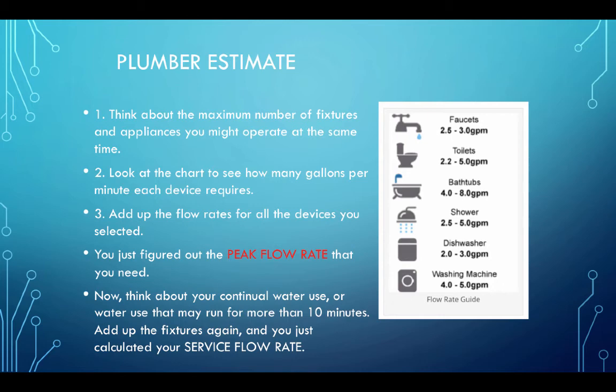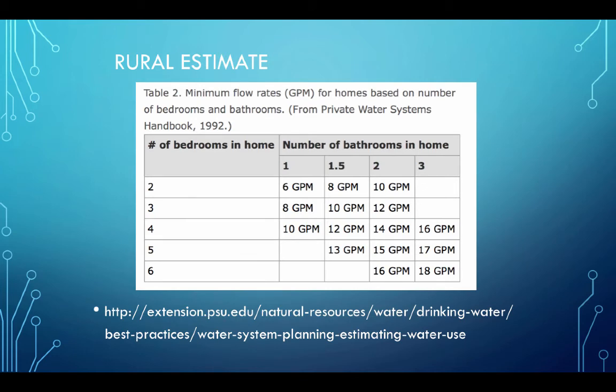And then you want to think about continual water use, anything that runs for more than 10 minutes. And that gives an estimate of something called a service flow rate. So you could do that per house, especially if you're doing a new subdivision design and it's going to be built out with perhaps not similar looking, but similarly configured homes. That would give you service flow rate and peak flow rate for each house multiplied by the number of houses. Bingo, you got an answer.